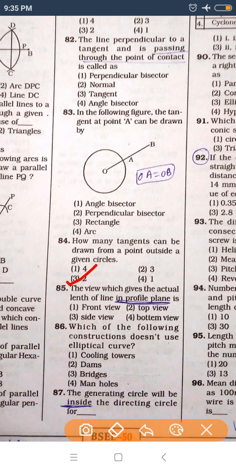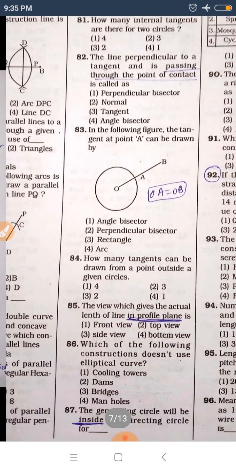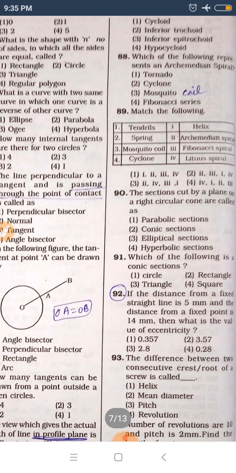The view which gives the actual length of a line in the profile plane is the side view. Which of the following constructions does not use an elliptical curve? Cooling tower. Cooling tower is a hyperbolic curve. The generating circle will be inside the directing circle for hypocycloid. Option D.